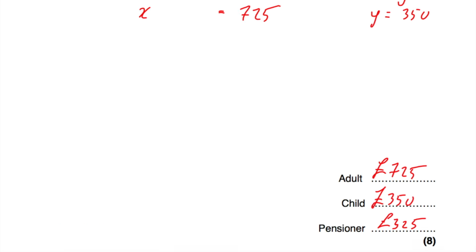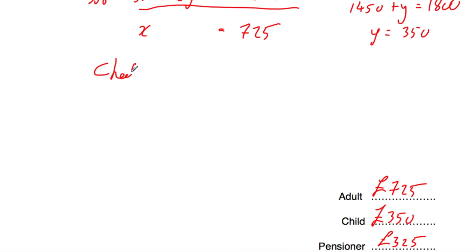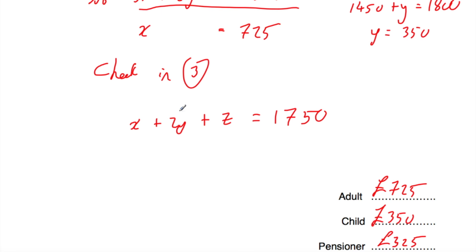£325. And let's check those. So let's check in equation 3. So equation 3, if we write down equation 3, so check in 3. So equation 3 is x plus 2y plus z equals 1,750. If we scroll back up, that's equation 3. And let's substitute these in and see what we get.